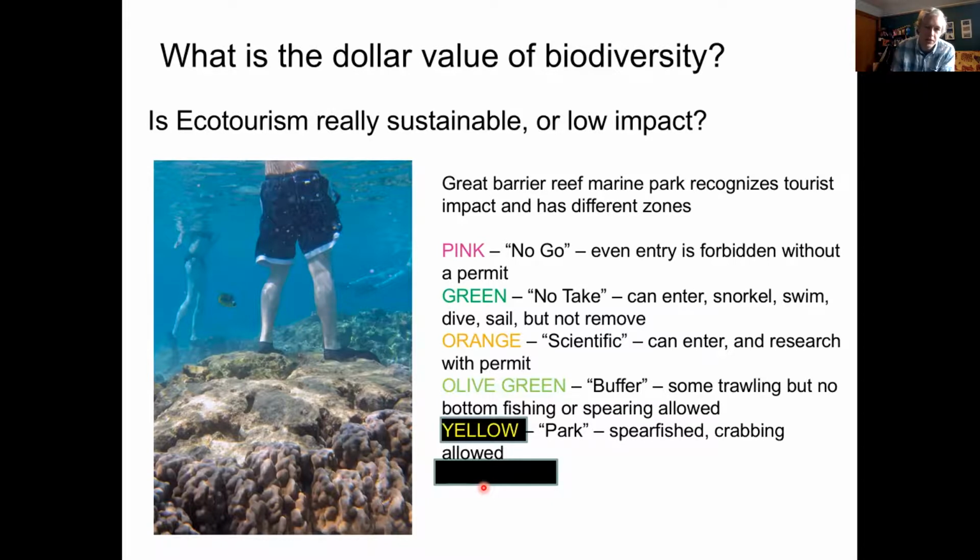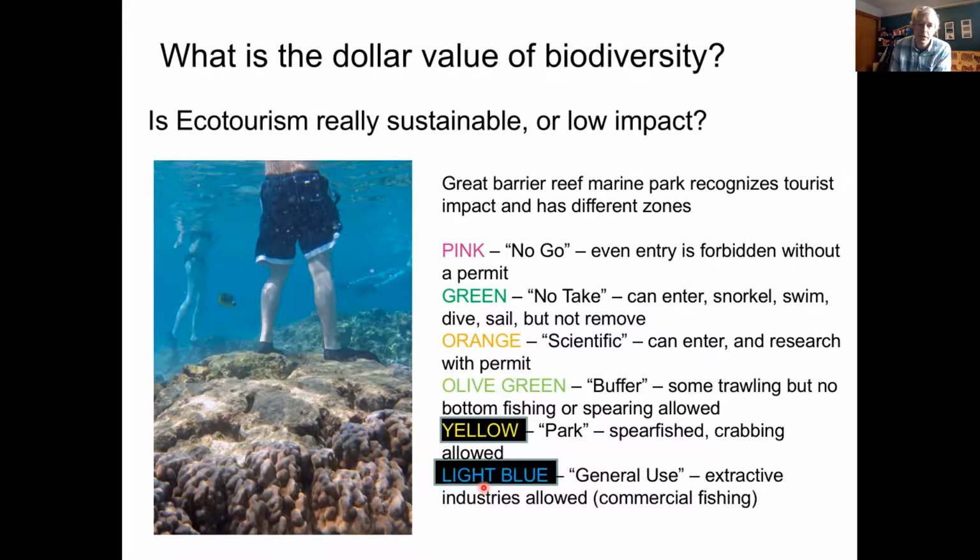Then you have the yellow, the basic park. So here you can go spearfishing and you can even go crabbing. So you can put crab pots on the bottom. And then you have light blue, which is general use. So we have extractive industries allowed, so harvesting and also commercial fishing.